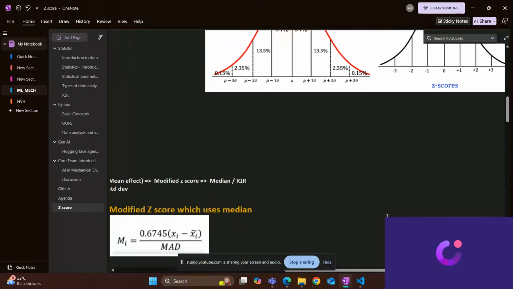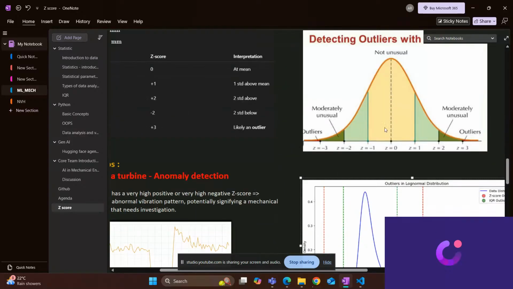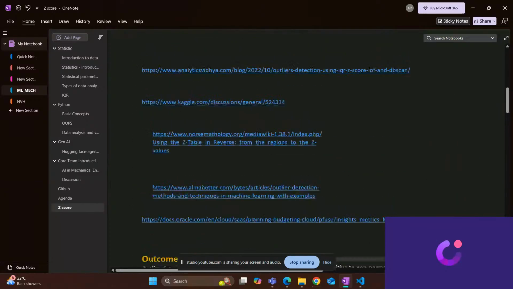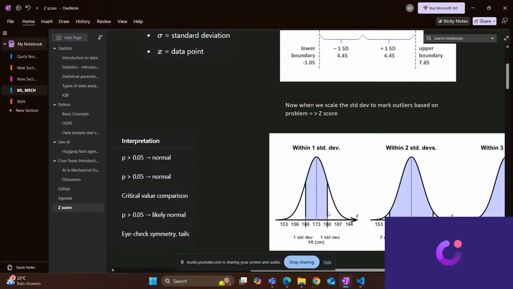Yeah, once you standardize it, then we are able to identify the outliers easily. Because when I started the class, I told that this limit can be based on our domain knowledge and the problem.